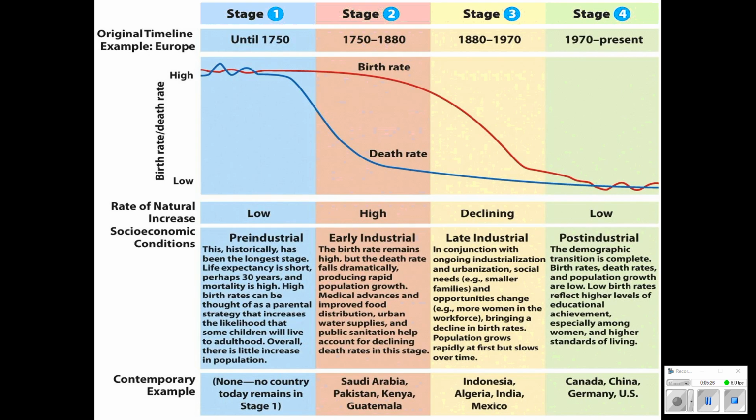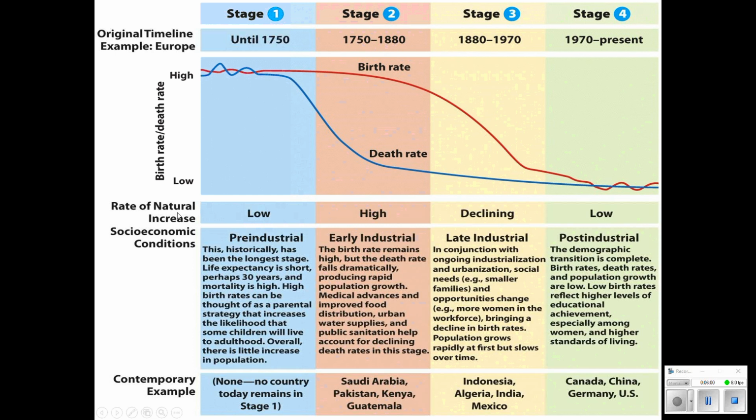Here's what it looks like. Notice at the bottom, we have historical and contemporary examples of actual countries that fit these different stages. Notice there are no countries in the world today that are in stage 1. No country in the world has a high birth rate and a high death rate canceling each other out. It's important that you see in stage 1, the rate of increase is low, or even nonexistent, because the birth rate and the death rate are going to be the same.